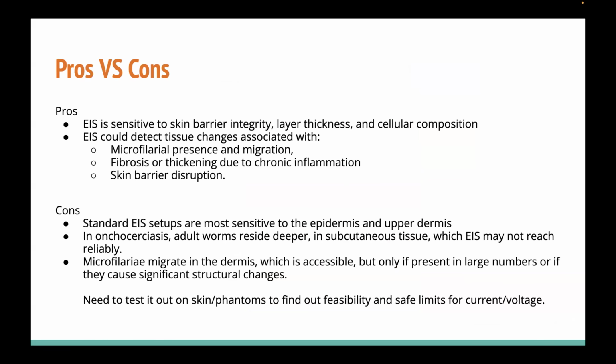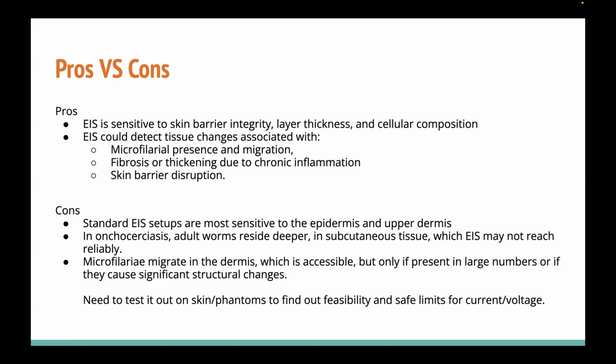So with this method, there are pros, but there are also a lot of cons. The microfilarial stages can be detected because they are much higher up in the skin layers, but the adult worms reside deeper in the subcutaneous tissue, and this method might not be able to reach that far. There'll be a lot of noise, so we can't really say for sure whether it's present or not. And also there are a lot of safety issues, like current and voltage limits, heating, that sort of thing. So we looked at this method, but we also explored other methods.